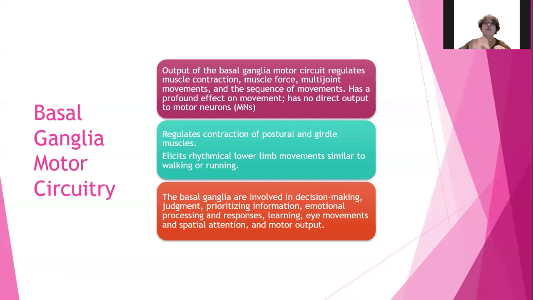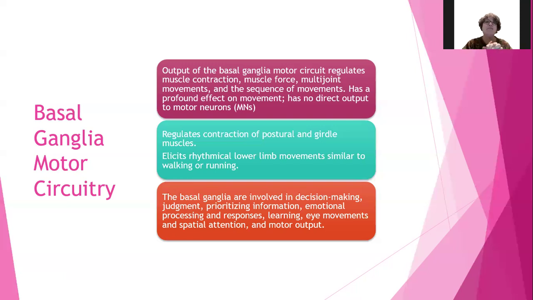It elicits rhythmic lower limb movement similar to walking or running. And they're also involved in decision making, judgment, prioritizing information, emotional processing, and emotional responses, learning, eye movement, spatial attention, and motor output. That's a ton of stuff. The basal ganglia are busy, busy, busy, busy.